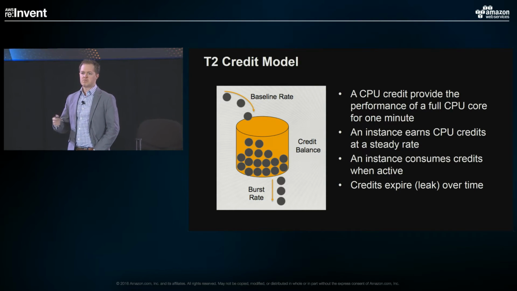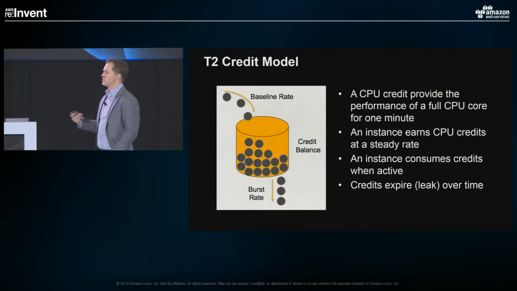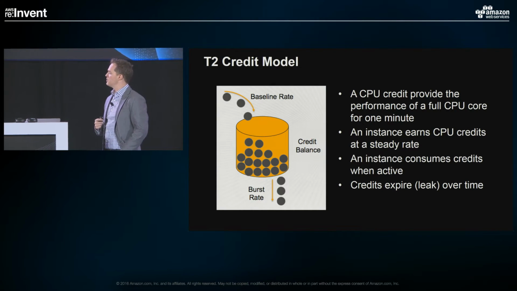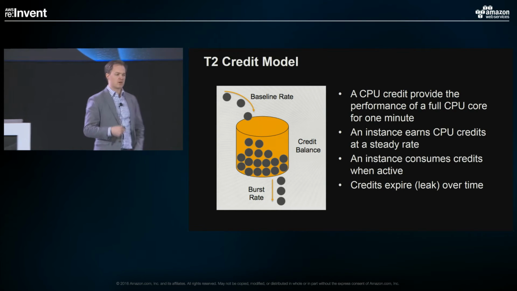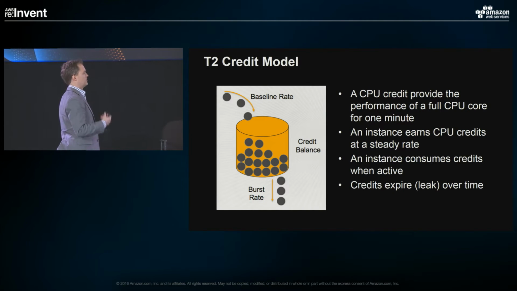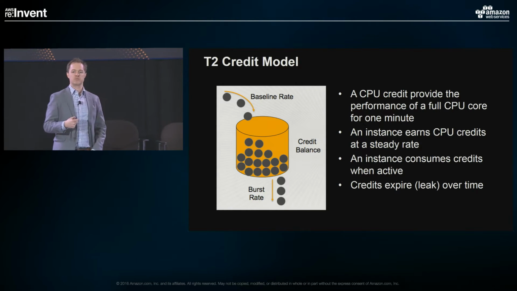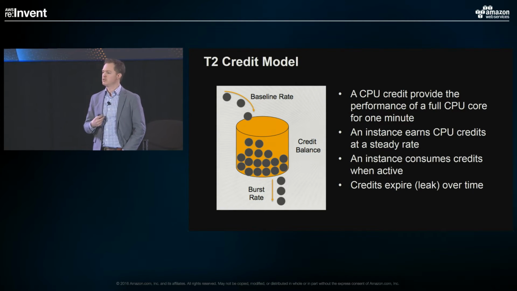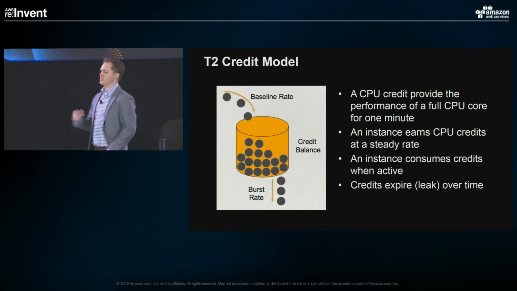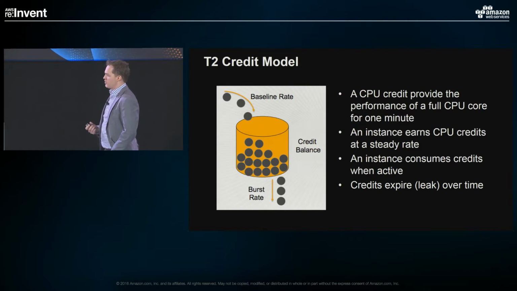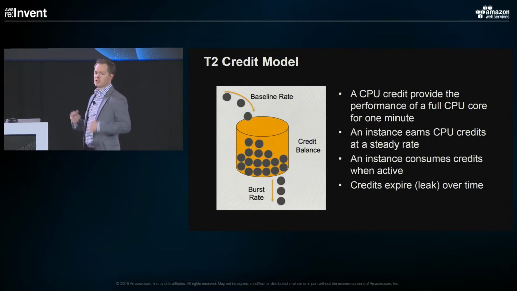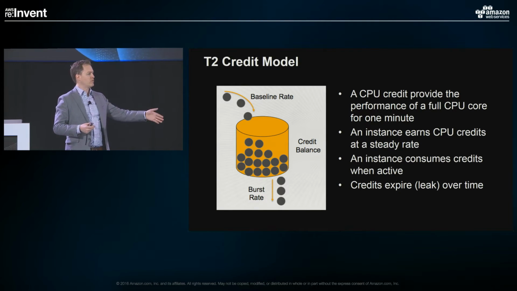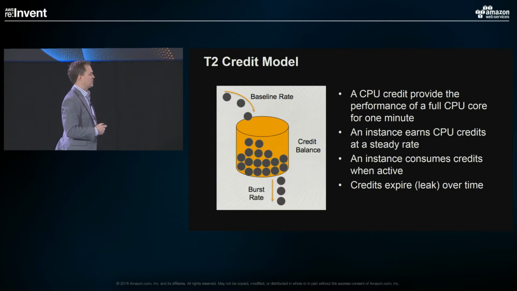So an instance earns CPU credits at a constant rate. And so every different size earns a different number of credits per minute. And so as long as that instance is turned on, it's going to be earning credits. And then it can consume credits whenever it wants to burst and use the CPU. So whenever you try and use some CPU, that will use up some of your credits. And then credits expire every 24 hours. So the credits you earned 24 hours ago, we expire 24 hours later.